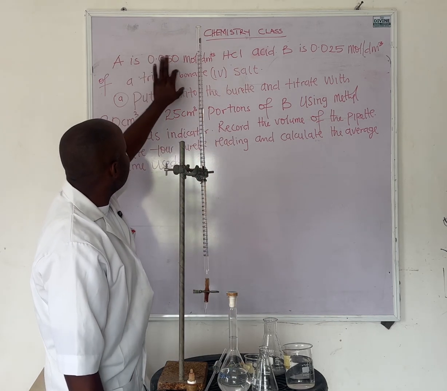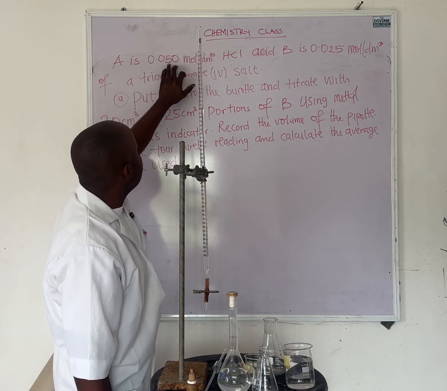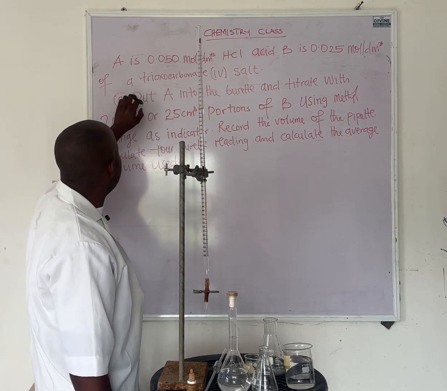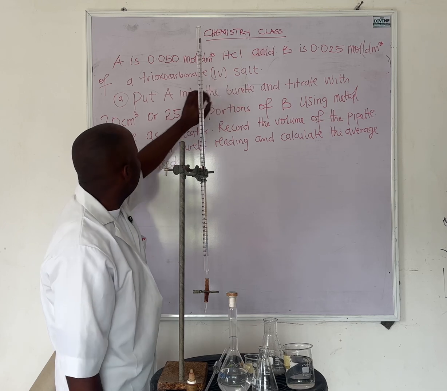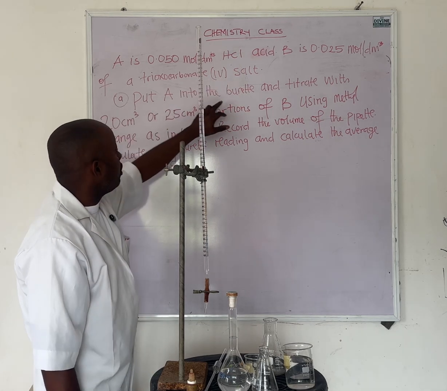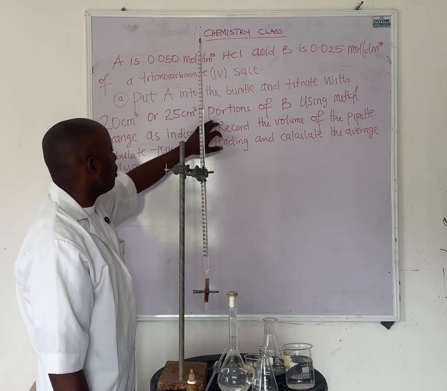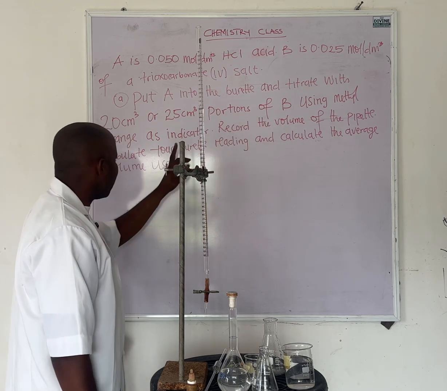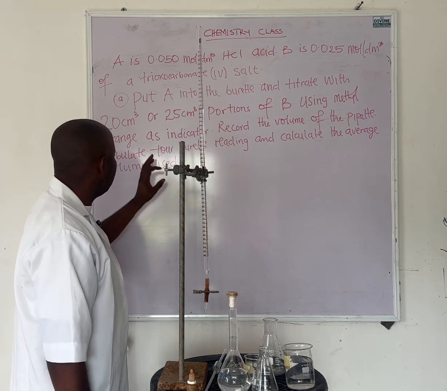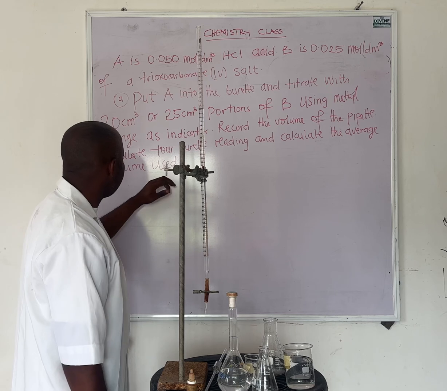We have solved the calculation aspect of this titration. Here, A, which is the acid, is 0.05 mole per dm cube of acid. B is 0.025 mole per dm cube of a trioxocarbonate salt. Under A, it says put A into the burette and titrate with 20 cm cube or 25 cm cube portions of B using methyl orange as indicator. Record the volume of the pipette. Tabulate your burette reading and calculate the average volume used.